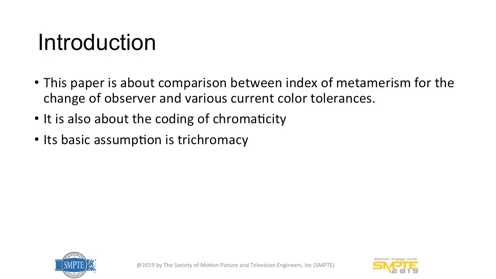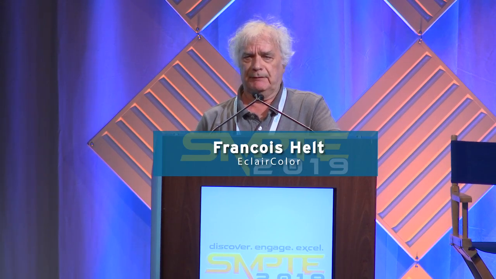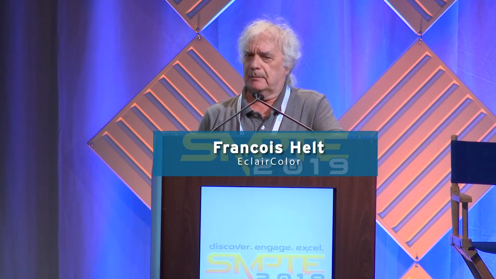So this paper is about comparison between the index of metamerism and color error standards, how it is measured. And it's not about the very recent color science. I mean, it's using very common and very old ways of measuring color to see how you're doing the proper coding of color for a reproduction system.